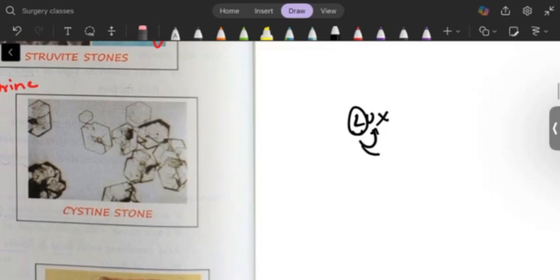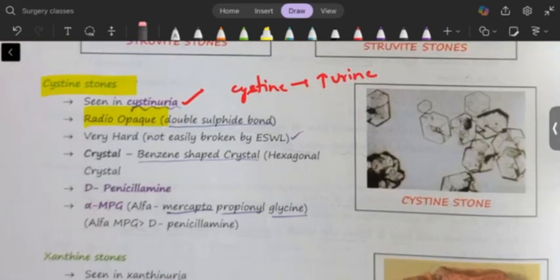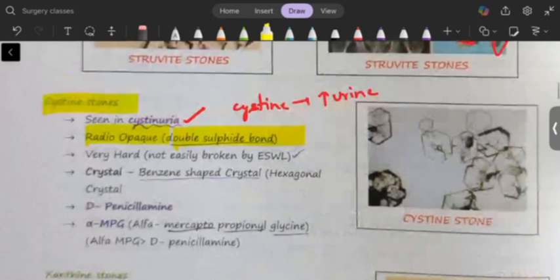Uric acid and xanthine stones, only these two stones are radiolucent, other stones are radio opaque. Okay, yeah, so cystine stones are again radio opaque, and there will be a presence of double sulfide bond in these stones. Okay, so these are usually very hard because of the double sulfide bond.